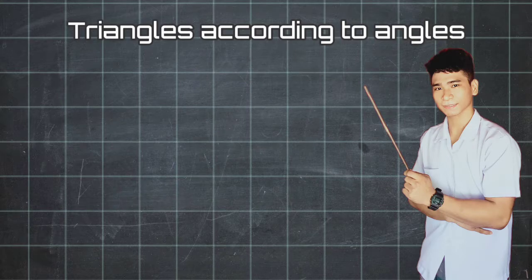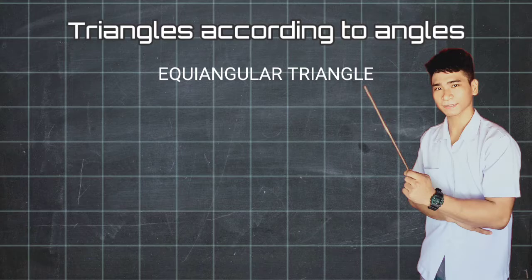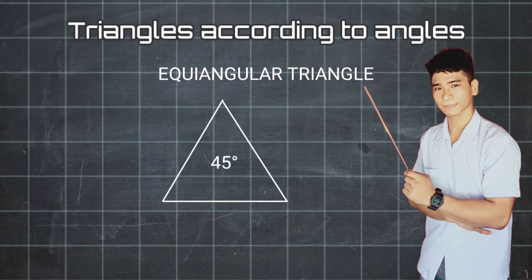Now let's move to the equiangular triangle. It is very simple to follow. All of its angles are congruent. For example, we need to draw an equiangular triangle. So we assume that every angle is 45 degrees. So this is the concept of an equiangular triangle.